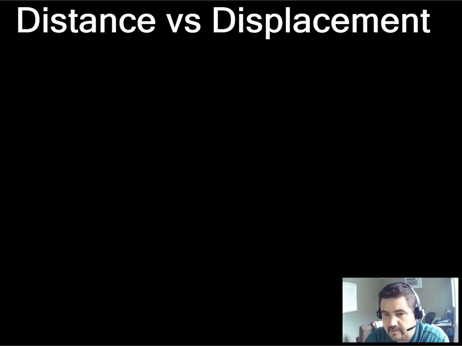Okay guys, so this is distance versus displacement. You gotta know the difference between the two. Everybody gets this confused, but they're actually pretty simple differences. So let's talk about those differences right now.